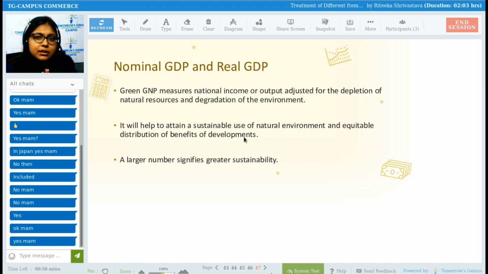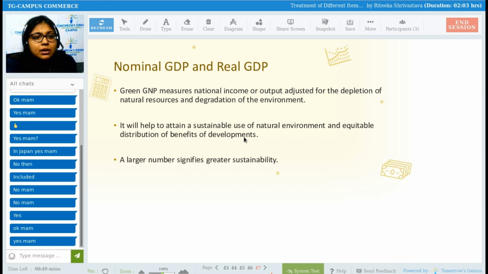You cannot say that if GDP is increasing, that means welfare of the economy is also increasing, or if GDP is decreasing, welfare is also decreasing, because they cannot be compared very accurately or very properly. So we should not say that GDP and welfare can be connected with each other or can be measured with each other. And last, green GNP.